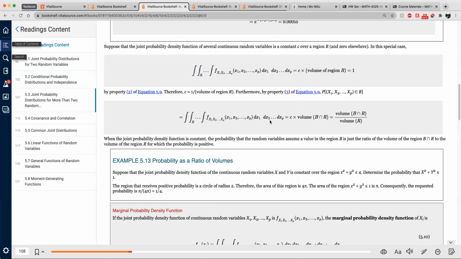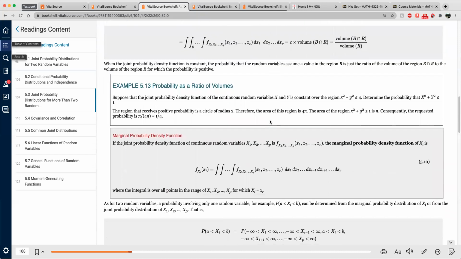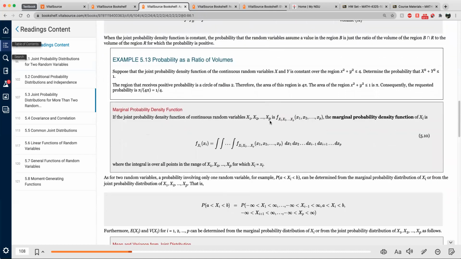Now example 5.13: probability is a ratio of volumes. Let's see one more example. Suppose that the joint PDF for the continuous random variables x and y is constant over the region where x squared plus y squared is less than or equal to 4. That's a circle, right? So the domain of that joint PDF is a disk with radius 2. Determine the probability that x squared plus y squared is less than or equal to 1.